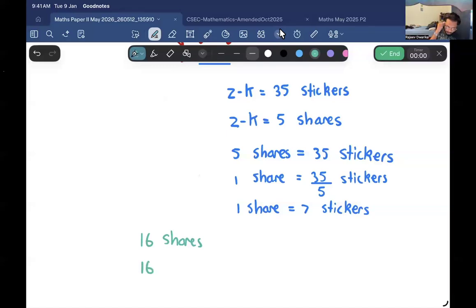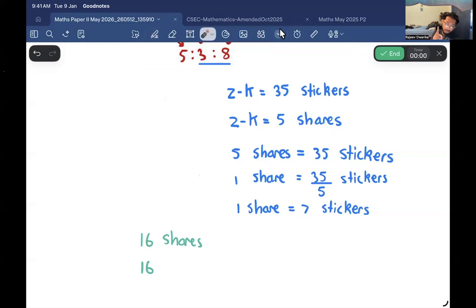I want you to think about it very carefully. If you think it's correct, think about the logic behind it. Why did you say 35? I want you to tell me why you say 35. Because the amount of stickers for 1 share? No, not for 1 share. Look at this, right?